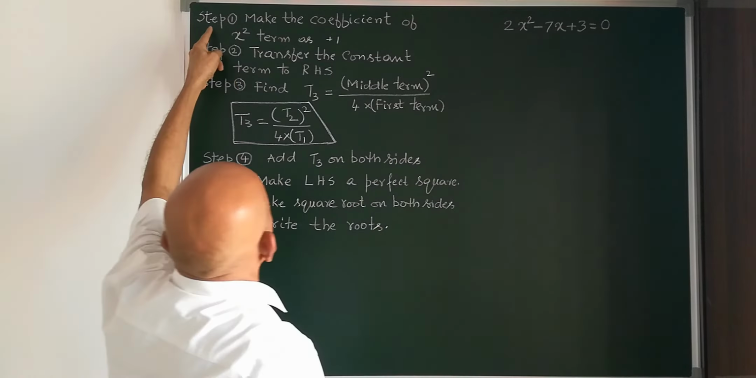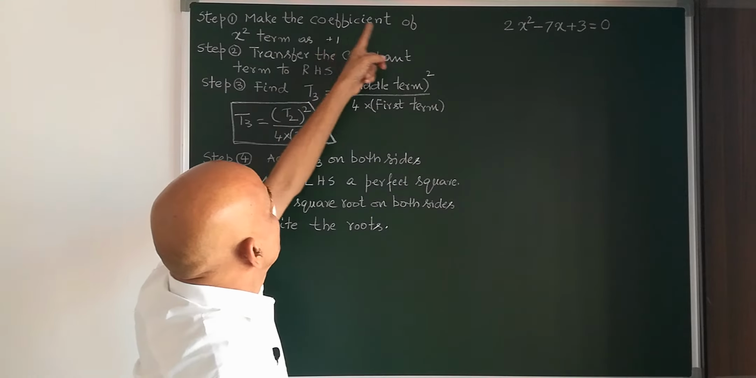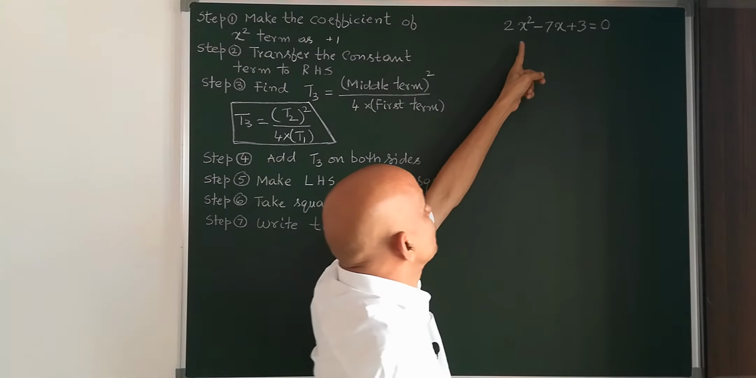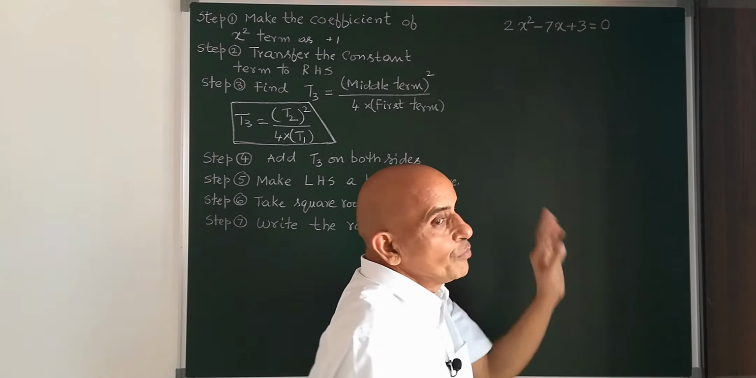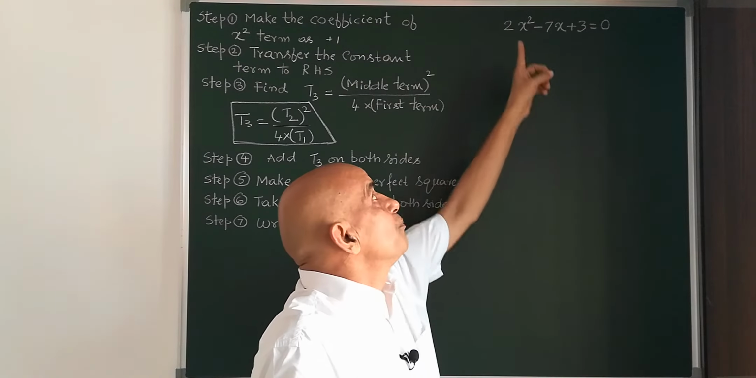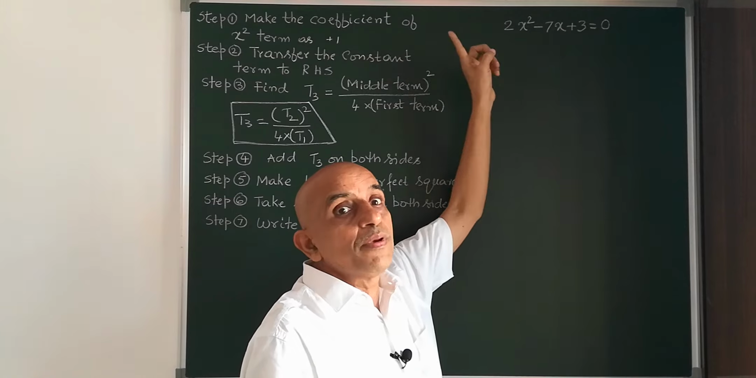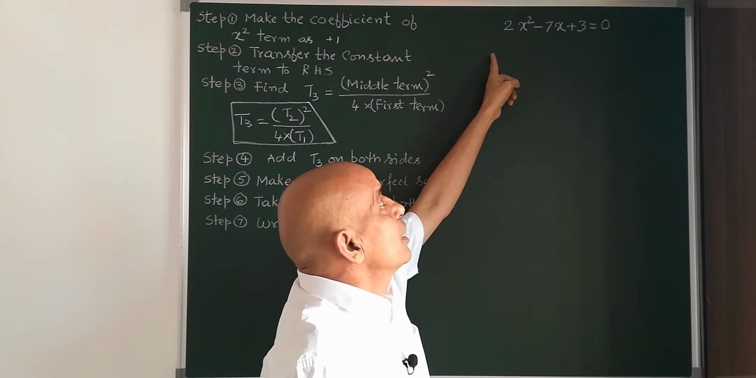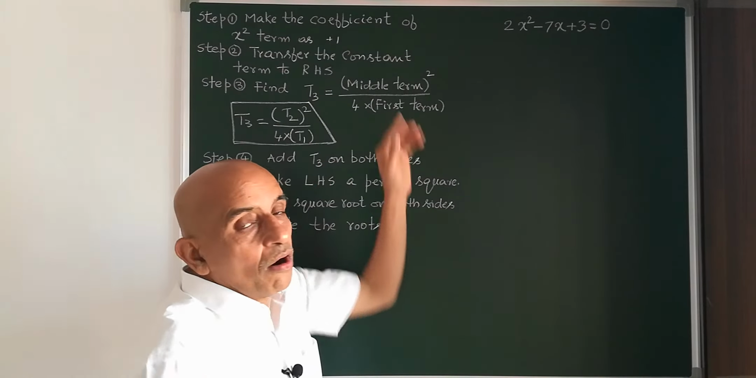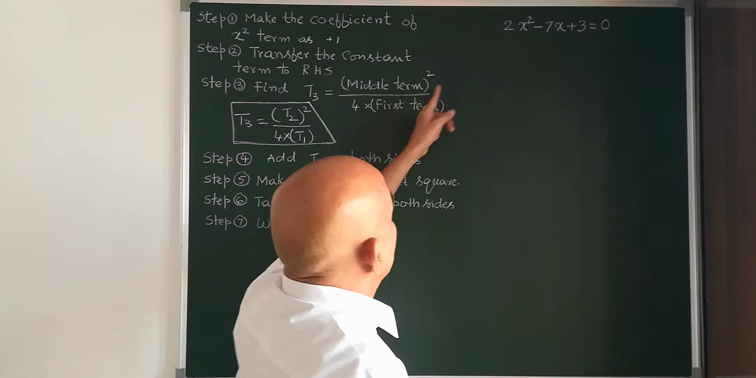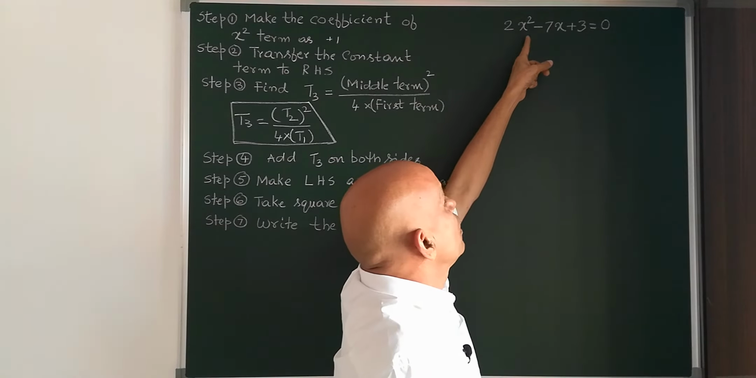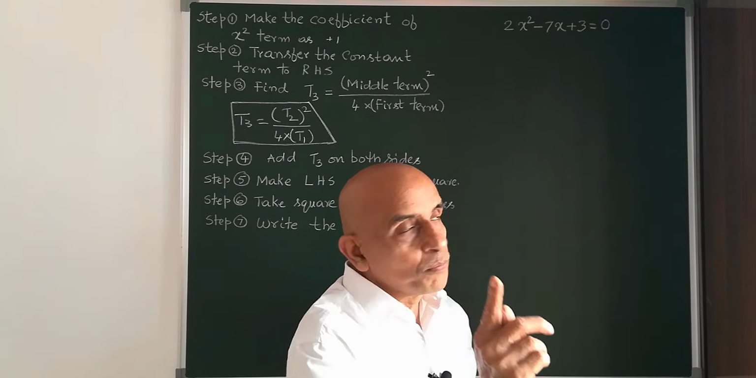So what is the first step we do? Make the coefficient of x square term as plus 1. Here the x square term is 2. Sometimes the quadratic equation given may have only x square. There may not be any coefficient. Simply the quadratic equation may start with x square. Then in that case, the first step already is done. Now here the coefficient of x square is 2. So we have to make this coefficient of x square as plus 1.